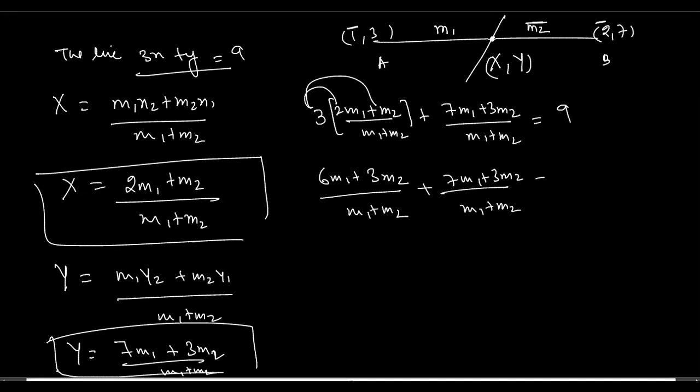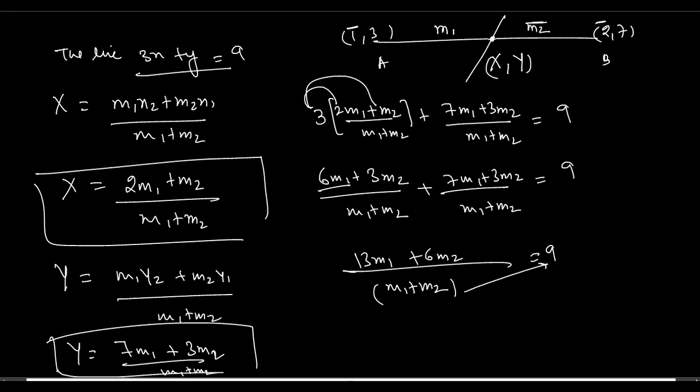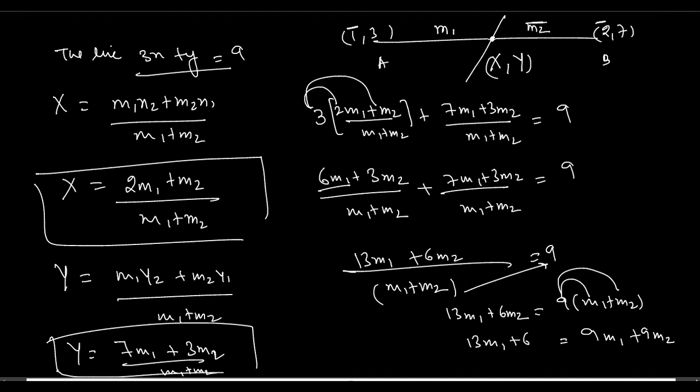Now taking M1 plus M2 as the LCM, you can write 6M1 and 7M1, you will get 13M1, and similarly 3M2 and 3M2, you will get 6M2, is equal to 9. Now M1 plus M2 will go to the other side and get multiplied with 9. Now opening this bracket, you will get 9M1 plus 9M2, and similarly 13M1 plus 6M2.